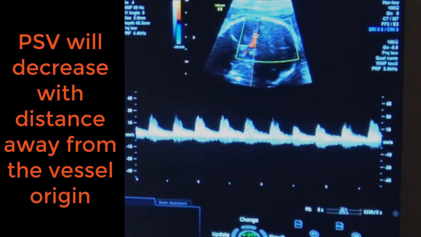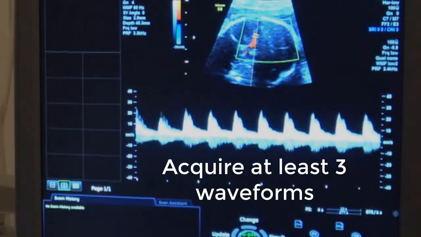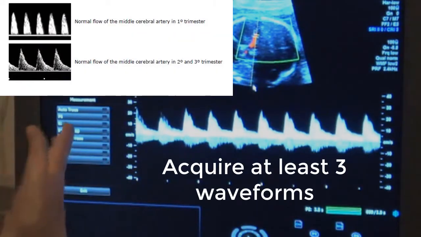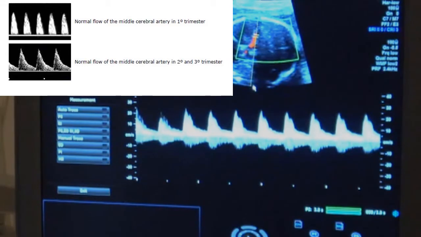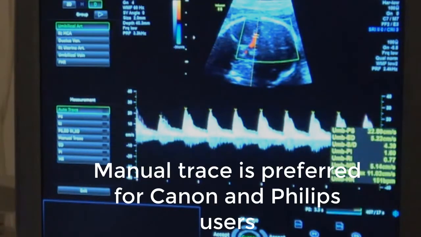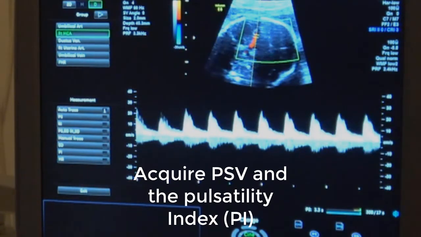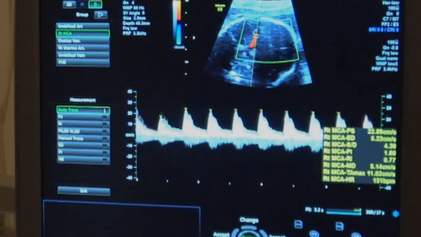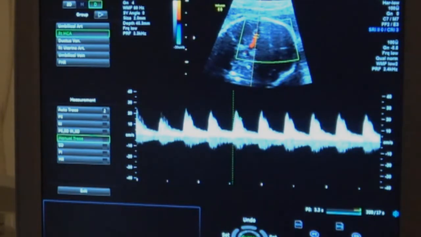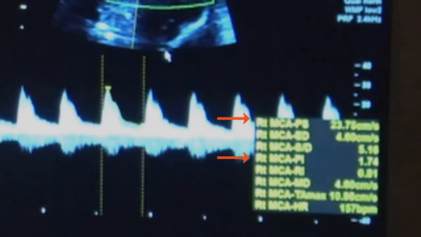Oops. So we'll just drop the PRF, make the waveform a little bit easier to see, and you should be able to get 6 to 8 cycles on the screen. You can then just use your beautiful auto trace because this baby's lovely. Takes a bit of time to trace, but yeah, one is okay. MCA by itself doesn't really give you a lot.